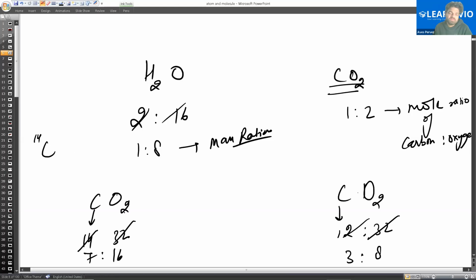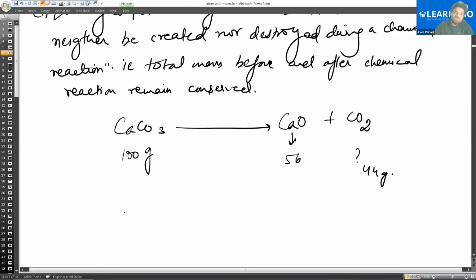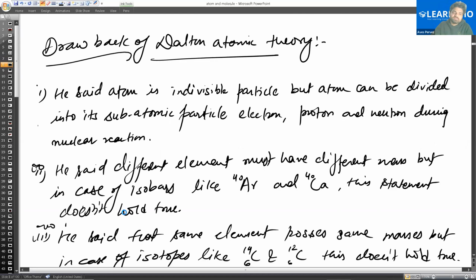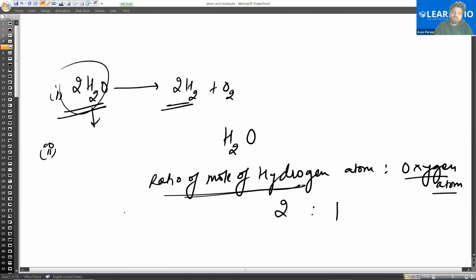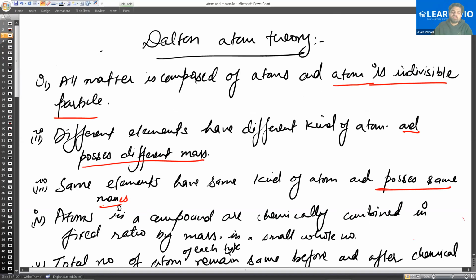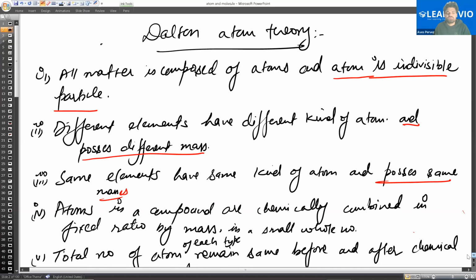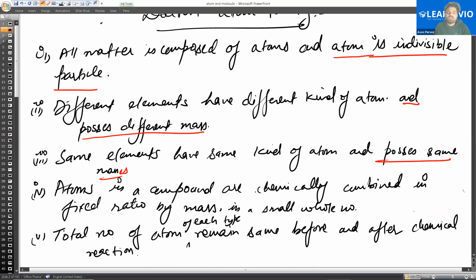But if we are talking about the Dalton atomic postulates, what does Dalton atomic theory state in simple language? Dalton atomic theory says that he does not say the mass ratio. He said that atoms in a chemical compound are chemically combined together in a ratio of small whole numbers. And the total number of atoms of each type remains the same before and after the chemical reaction.